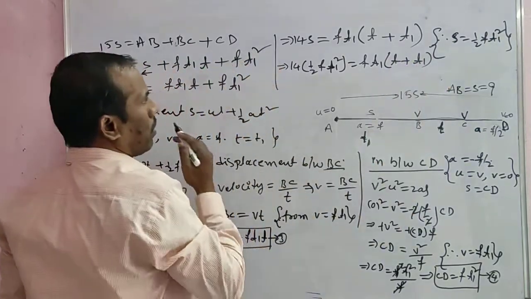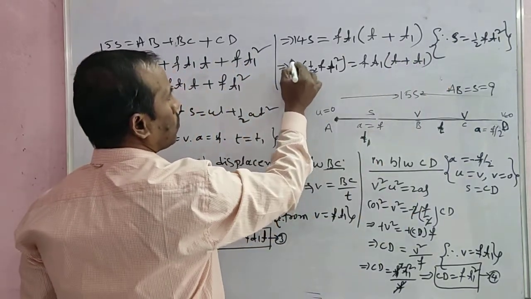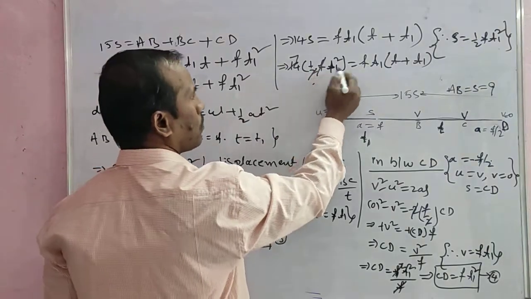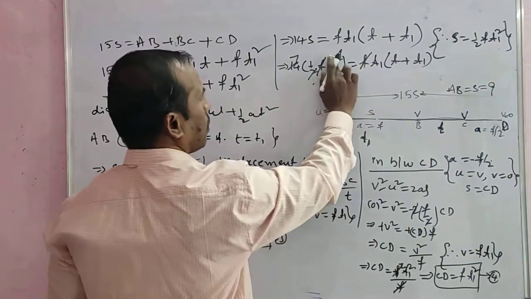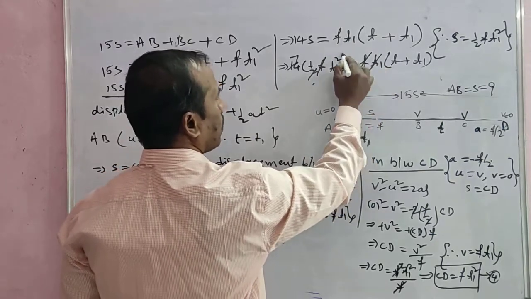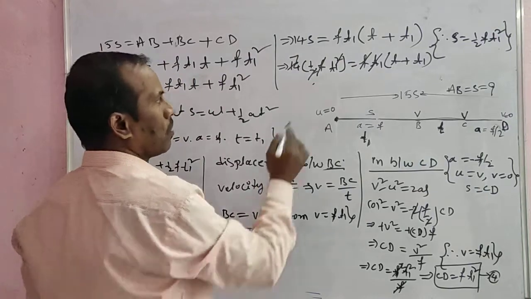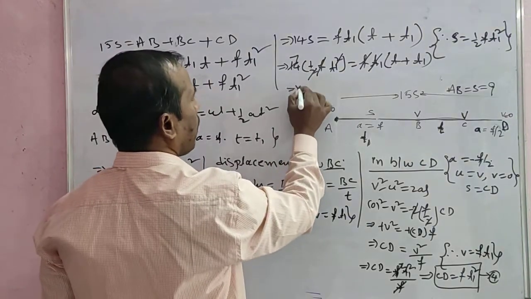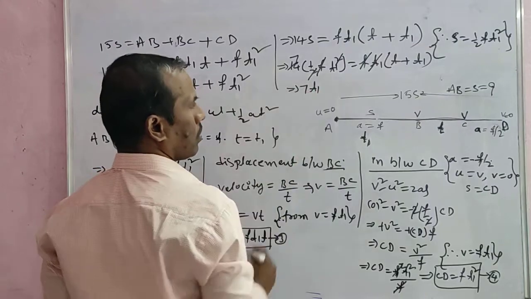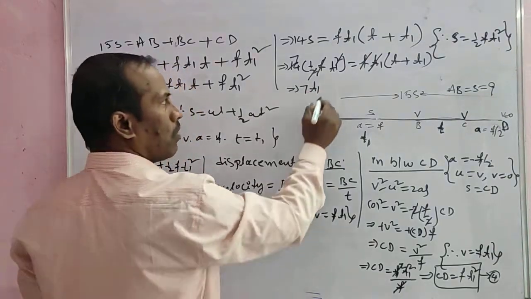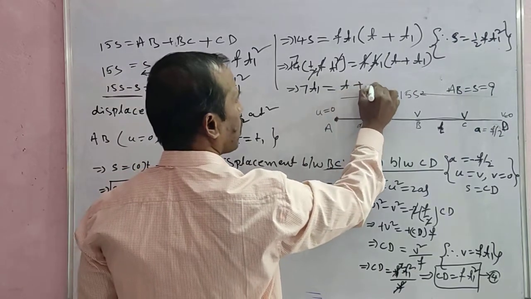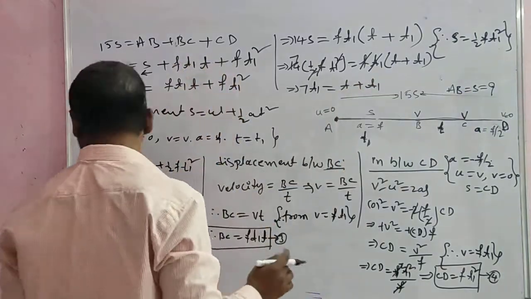Next, F cancels, and one T1 cancels. So the remaining terms are 7 T1 is equal to T plus T1.